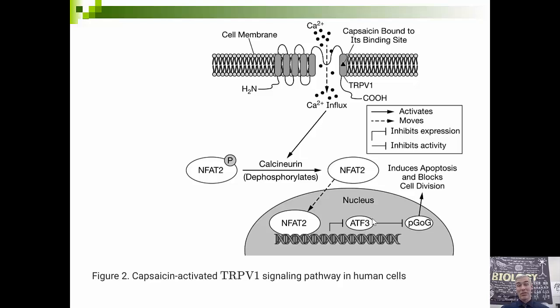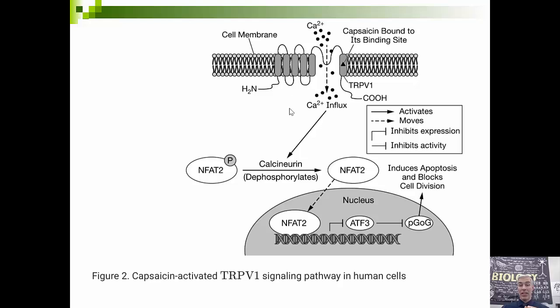If this is present, it turns off the transcription of this. And if this is present, it blocks or induces apoptosis. But this is the weird thing about the double negative here that confuses people, right? Inhibits. So if NFAT2 is present, what's going to be the impact on apoptosis? If PGOG is present, apoptosis happens. That's easy. But if NFAT2 is present, then no ATF3 will be present. And if there's no ATF3 present, we will not inhibit PGOG. And if we do not inhibit PGOG, there's a lot of PGOG, meaning apoptosis will happen.